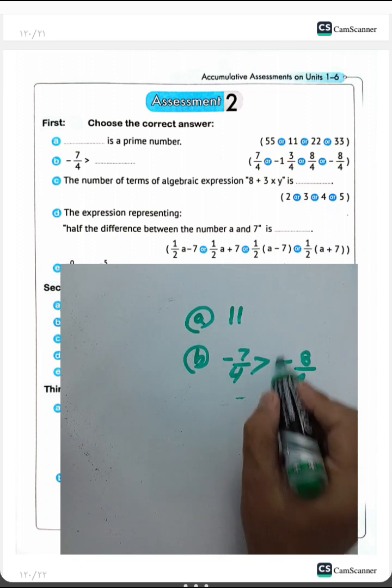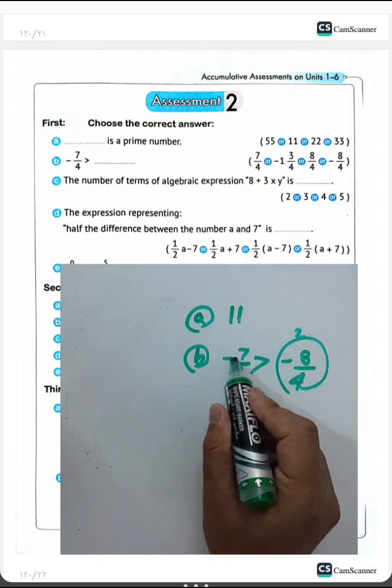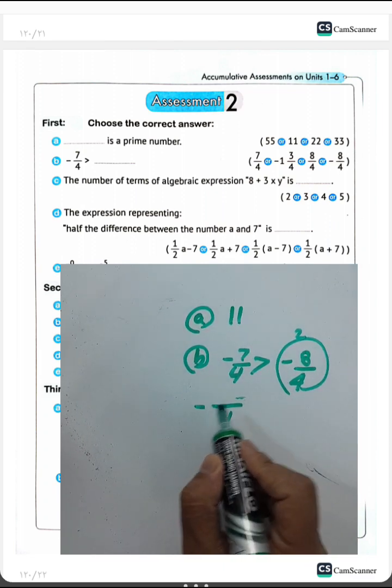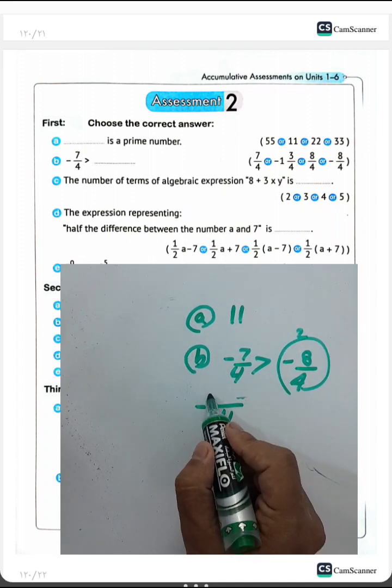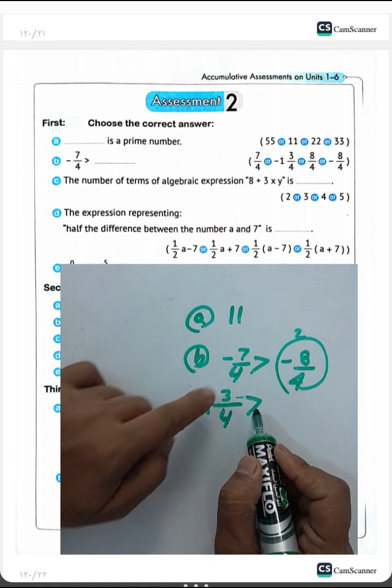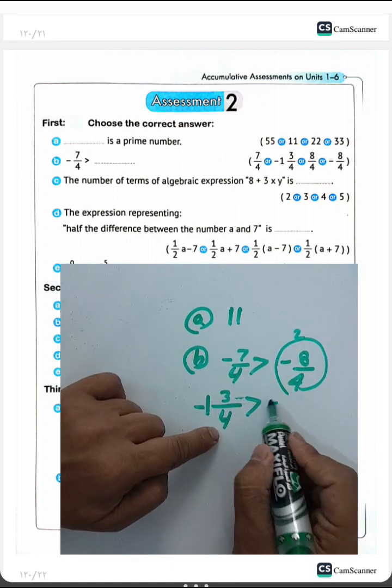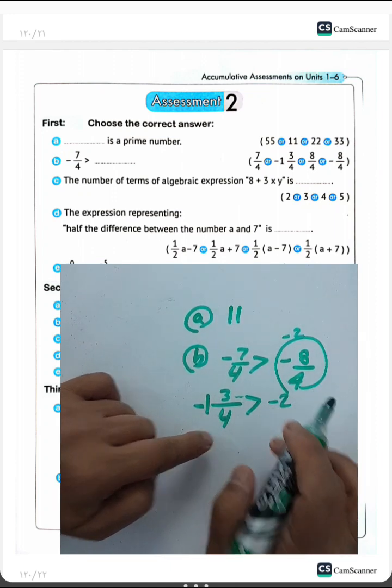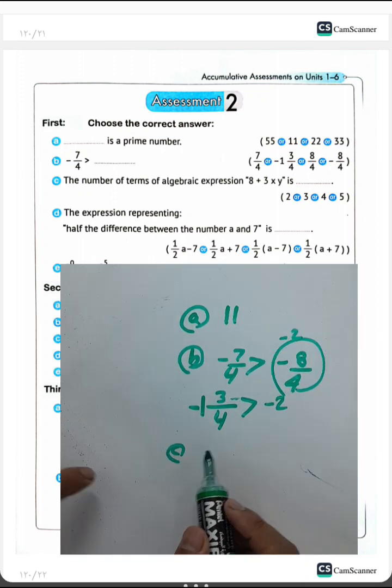Because the result here will be 2. And negative 7 over 4, we can convert this number: 1 times 4 equals 4, and the remainder will be 3. Then negative 1 and 3 over 4 is greater than negative 2, because it's next to 0.